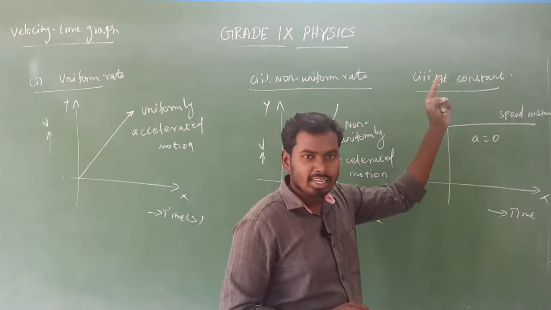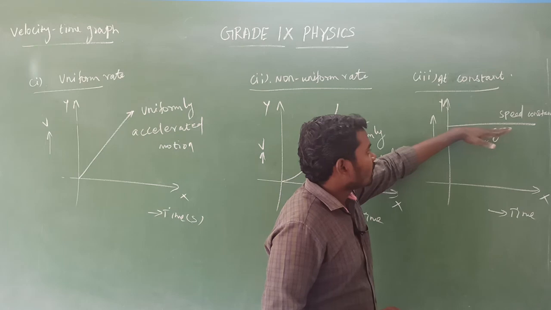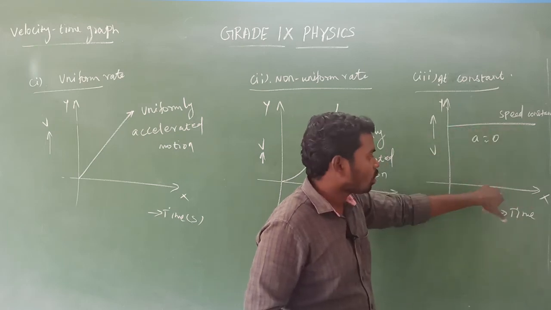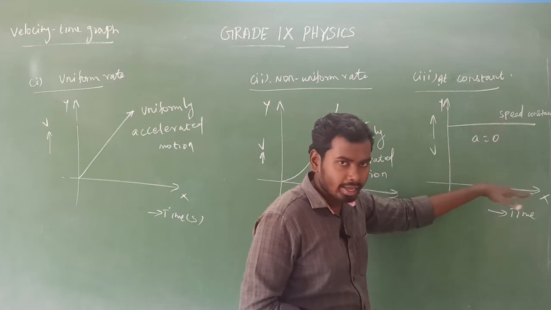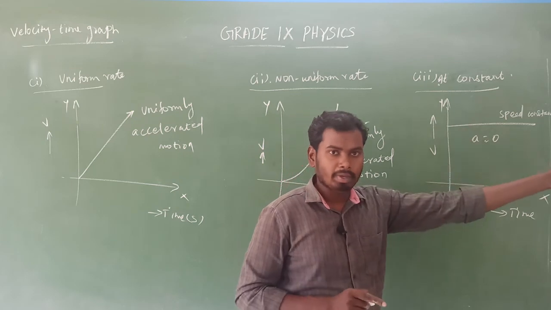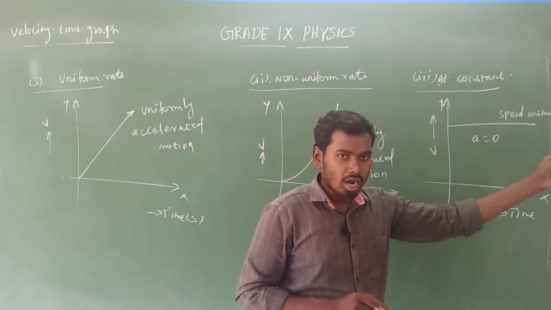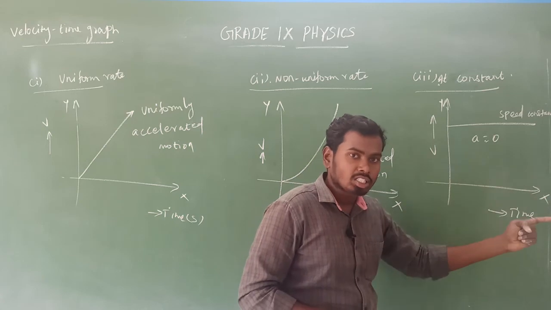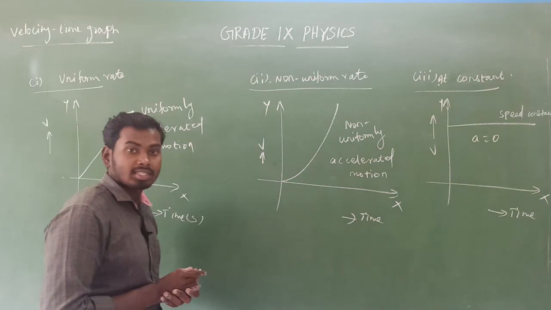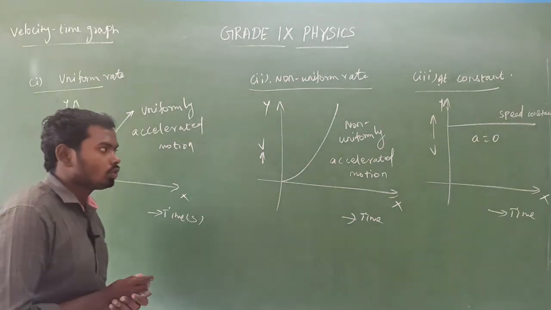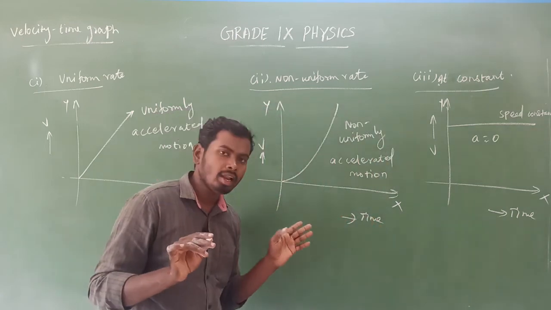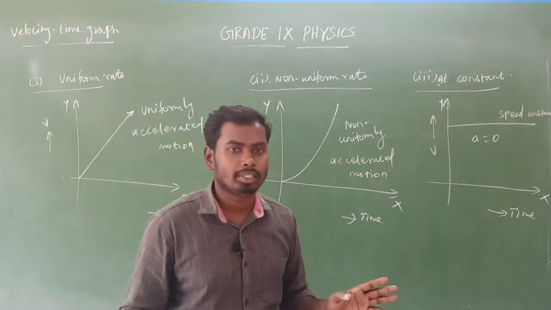In a velocity time graph, whenever the straight line is parallel to the time axis, the object is at constant speed. At constant speed, the acceleration of the object will be 0. Am I right? That's all. The 3 conditions of the object in graphical methods are completed, isn't it?